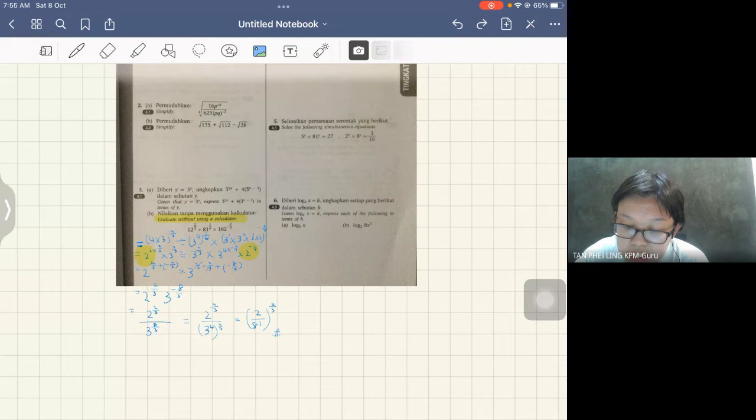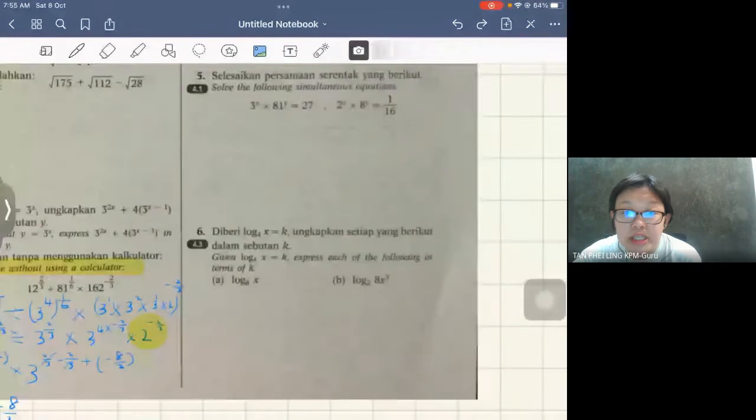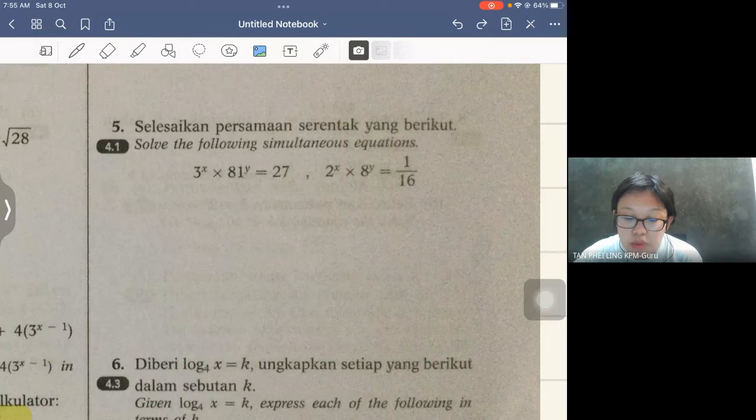This one is just simultaneous equations. You see everything in base 3, right? 81 also can change to base 3. 27 also can change to base 3, right? 3 power 3, 3 power 4. This one also, everything can change to base 2. So this gives you an idea that you change to all the same base, and then you just equate both sides. Then you can solve. Do you get what I mean? Okay, so that's the idea.